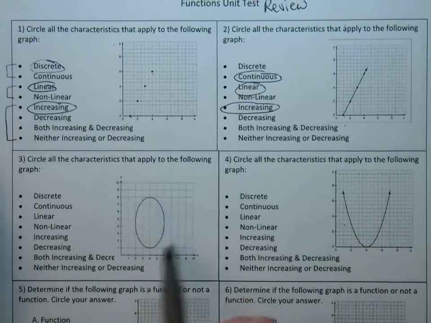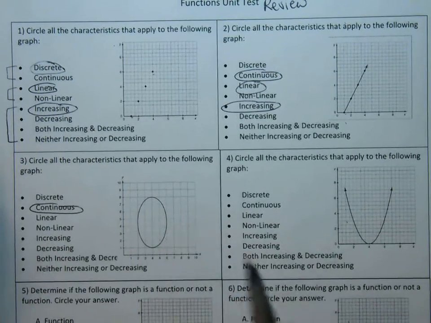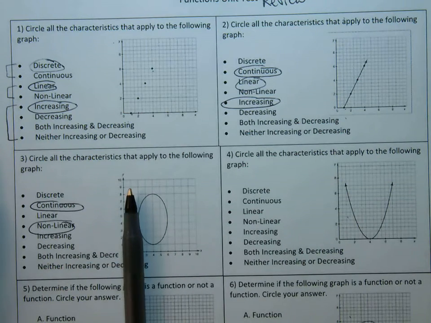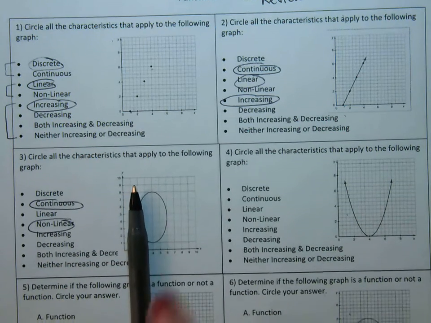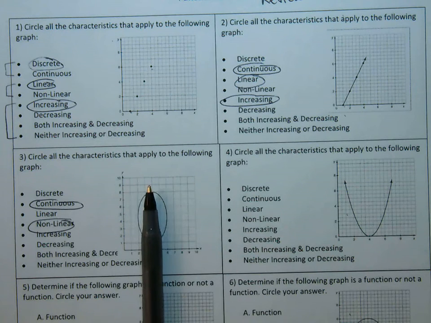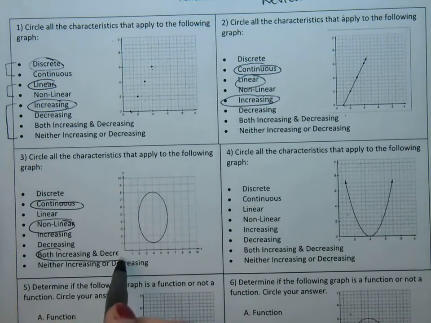On number 3, our graph has a line, so it's going to be continuous. It's clearly a circle, so it's going to be nonlinear. And as I take my pen from left to right, if I hold my pen right here, the graph goes up here and it goes down at the bottom. But if I slide my line over a little bit more, it goes down and then up. So this is going to be both increasing and decreasing.